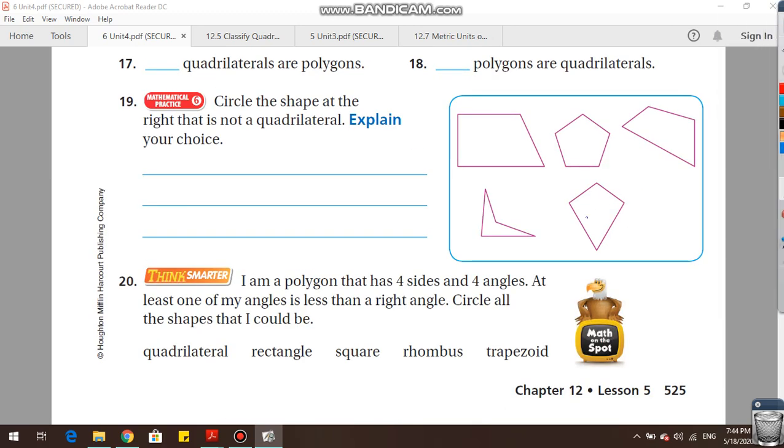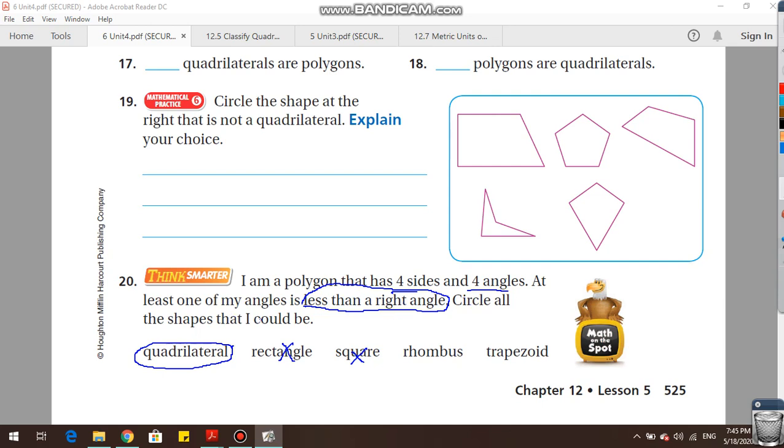Now it's a riddle. I am a polygon that has 4 sides and 4 angles. Okay, so it's a quadrilateral. Is it easy? Super easy, but let's complete it. At least one of my angles is less than a right angle. Less than a right angle, so I don't have 4 right angles, so I'm not a rectangle or a square. Why? Because a rectangle and a square have 4 right angles, and I have here one less than a right angle.